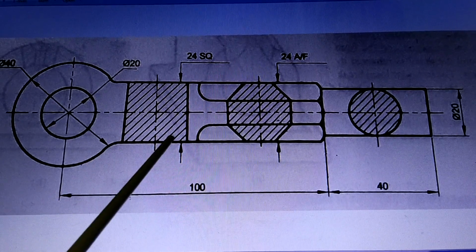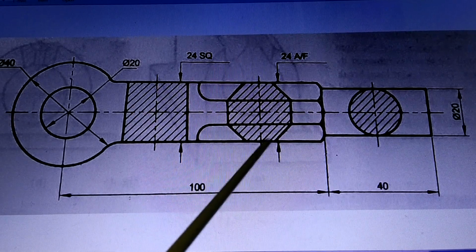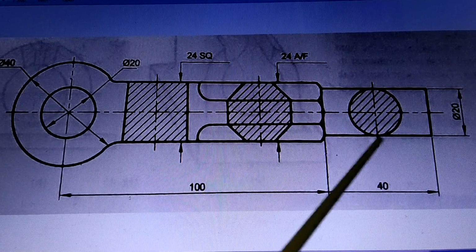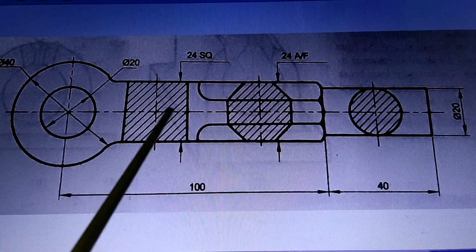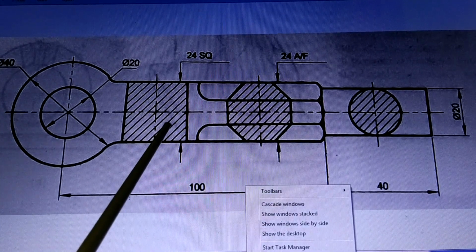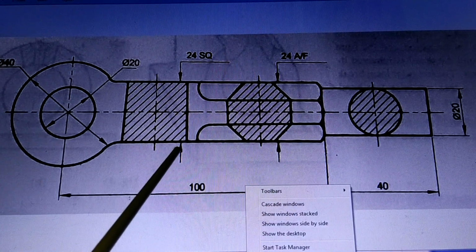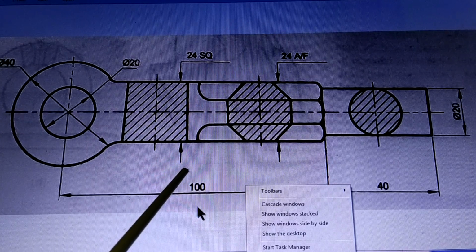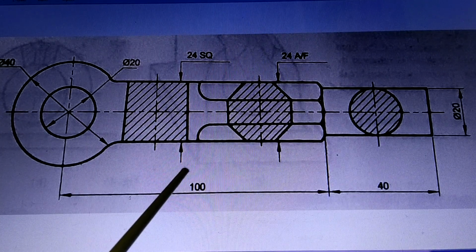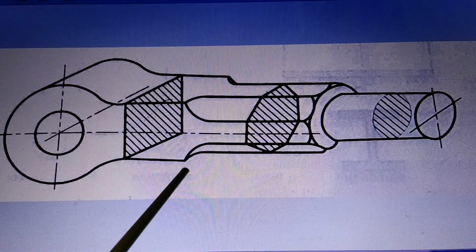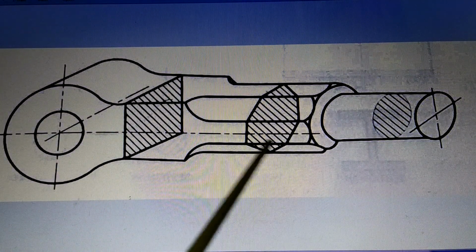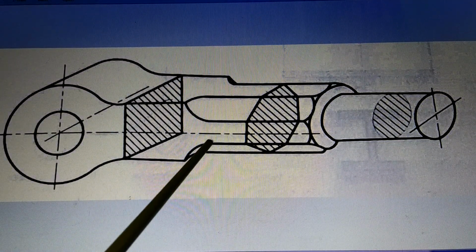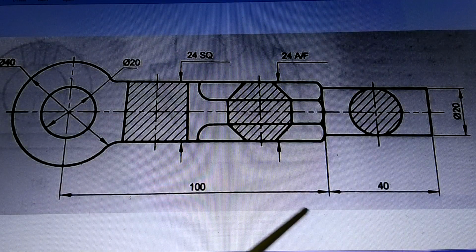At this place the section is square. At this place the section is octagonal. At this place the section is circular. So this is called a rotated view or revolved section. See, the section is actually like this, but we have drawn it in the drawing this way.